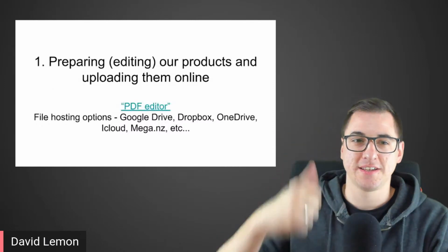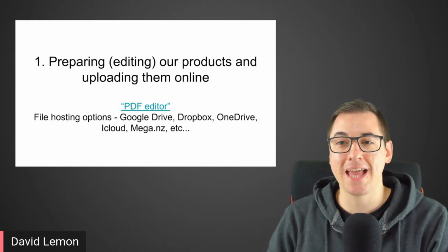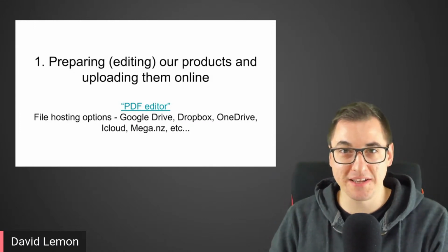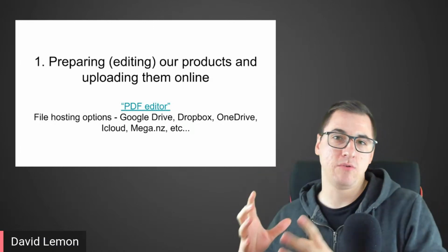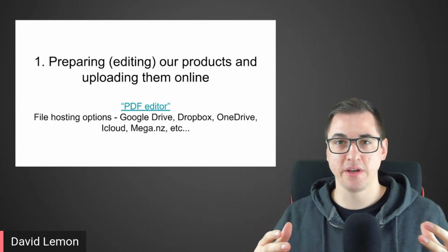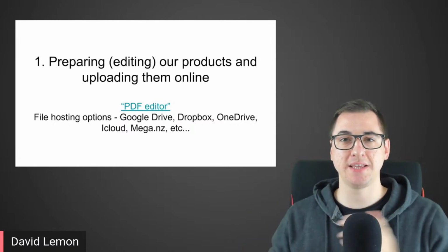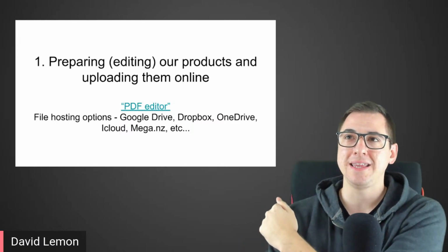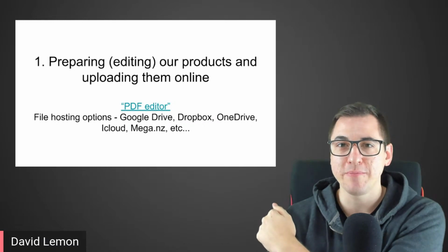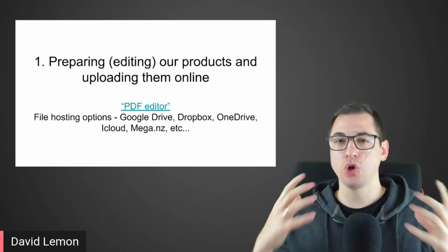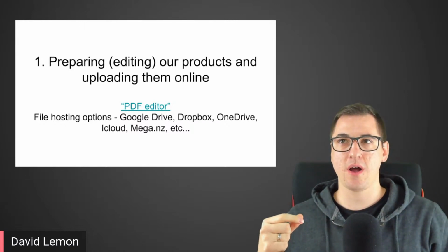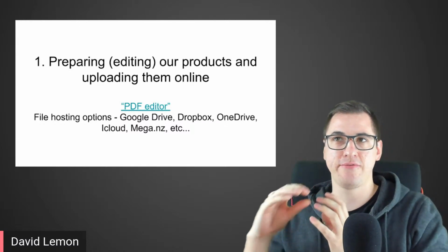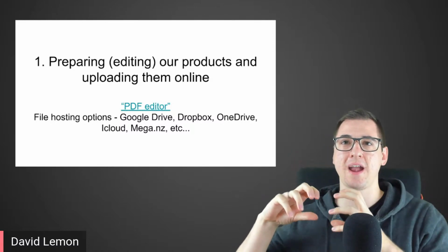So first things first, preparing and editing our products and uploading them online. What I mean by preparing the products: when you actually download a PLR product, or in case you are following step by step what I did so far, we downloaded the healthy eating guide and the sugar freebie ebook. Those ebooks need to be edited, and what I mean by that is, footer links need to be put in there and things like that.